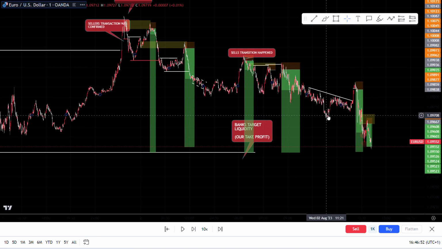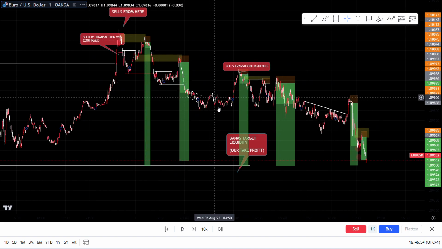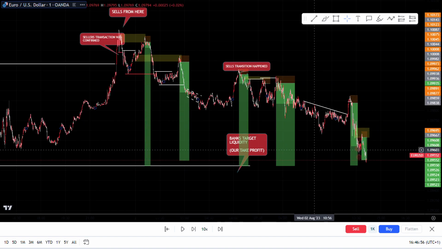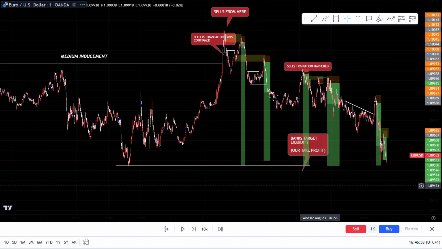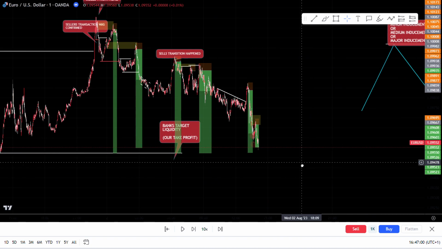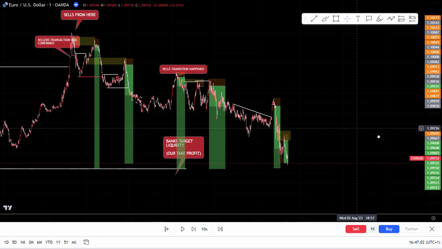Now you guys got some understanding. This is how I follow the flow of the market from the liquidity point to the liquidity point. And again for the buys from this liquidity, I will just do the opposite for the buys.